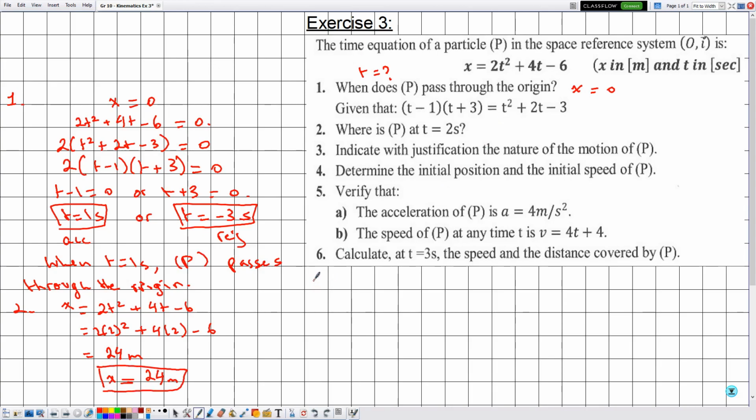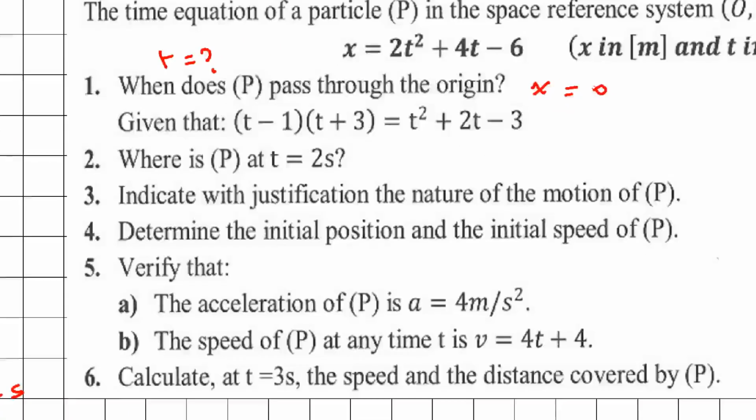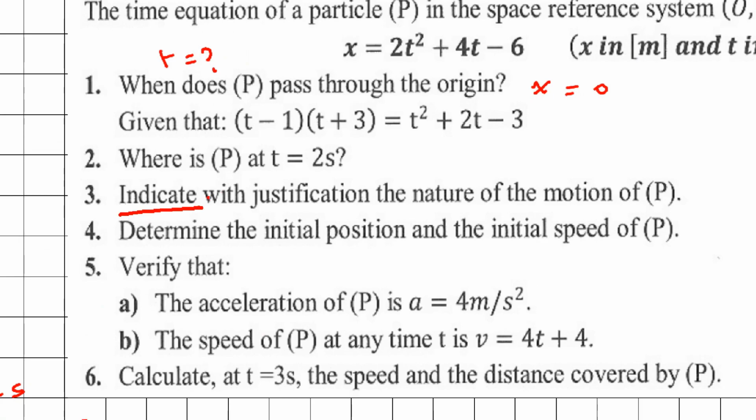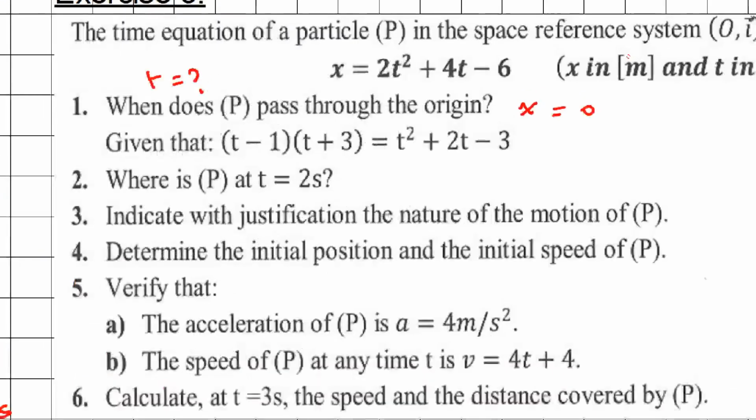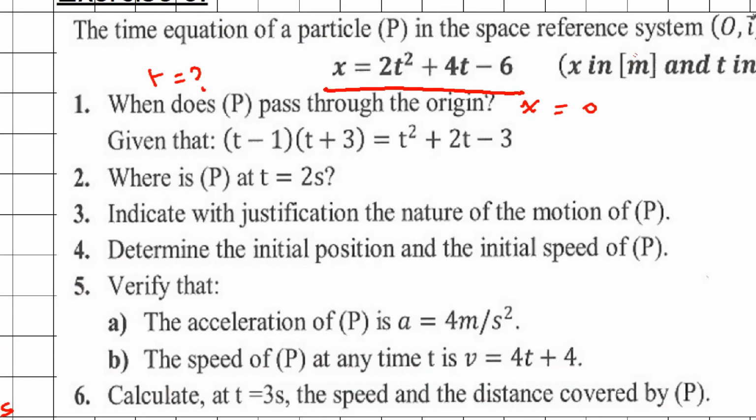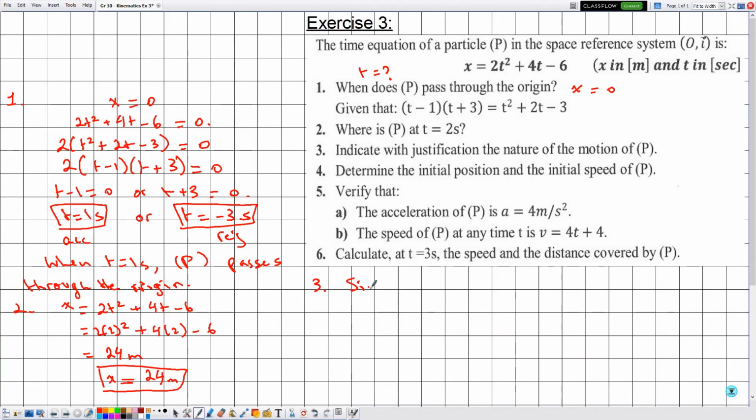And now as for number 3, indicate with a justification the nature of the motion of P. So "indicate" by itself means that we need to state with a justification. So the nature of motion can be identified by referring to the given time equation. Notice that in this case, the quadratic term, t to the power 2, exists in this equation. So it verifies the general equation, which is x is equal to half a t square plus v0 t plus x0.